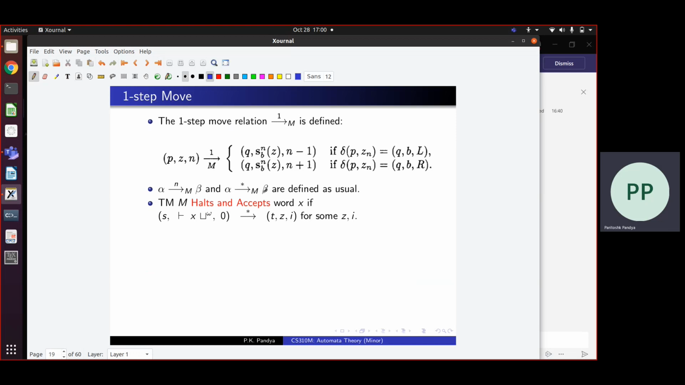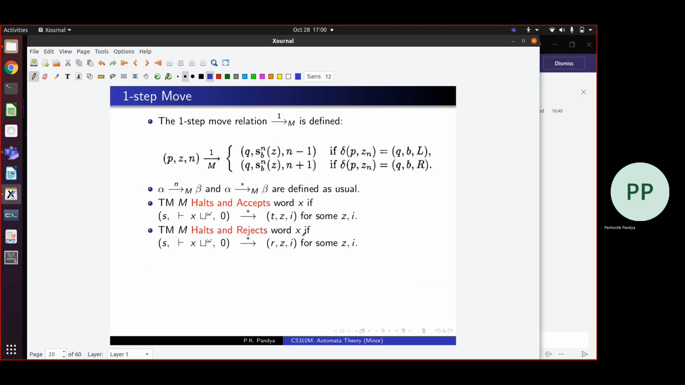On the other hand, if the Turing machine reaches a configuration R, Z, I for some Z and I, then we say that the Turing machine rejects the word X, right? So depending on whether the Turing machine reaches T or R, it will accept or reject the word. That's clear to you? Okay.